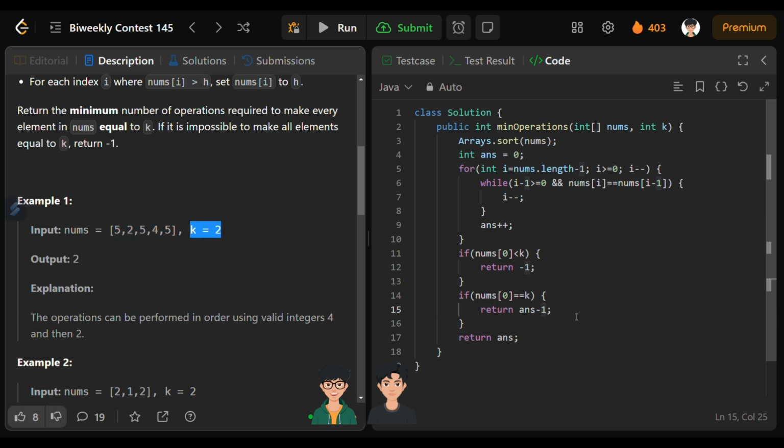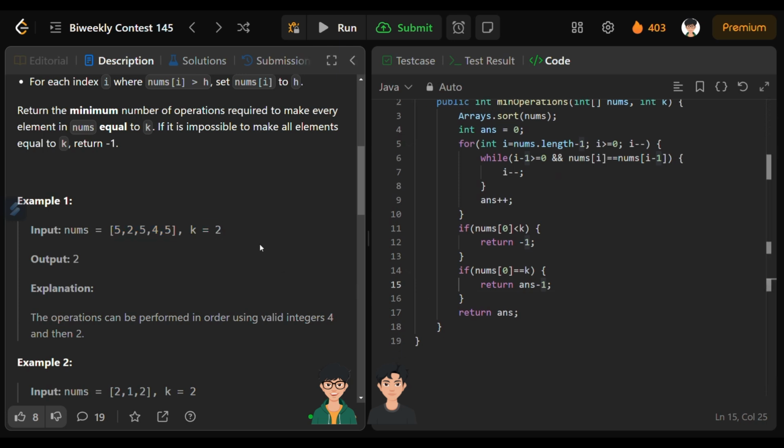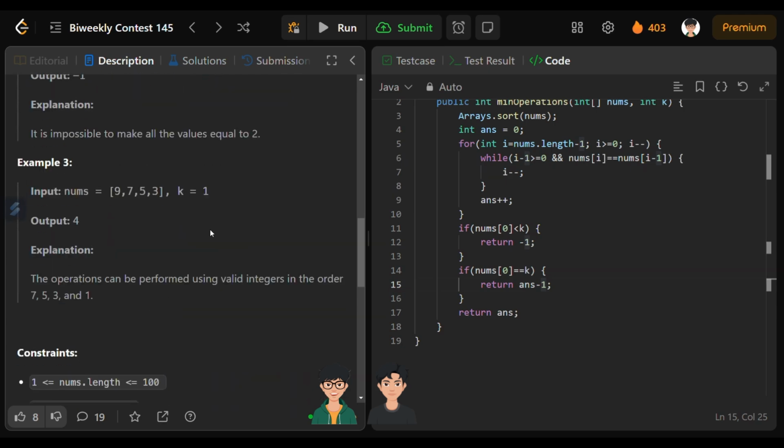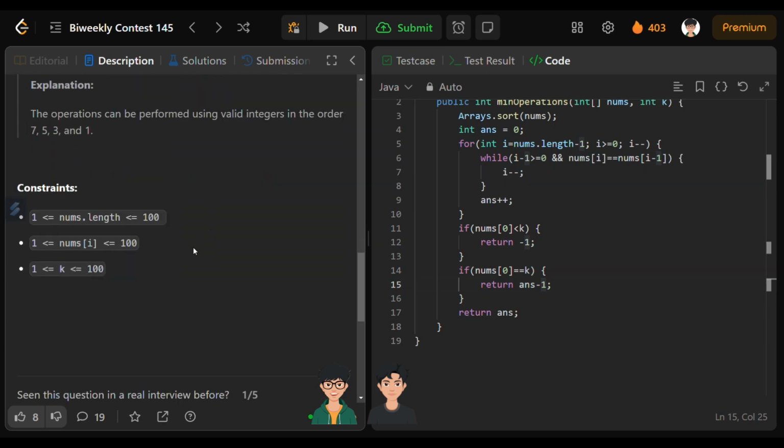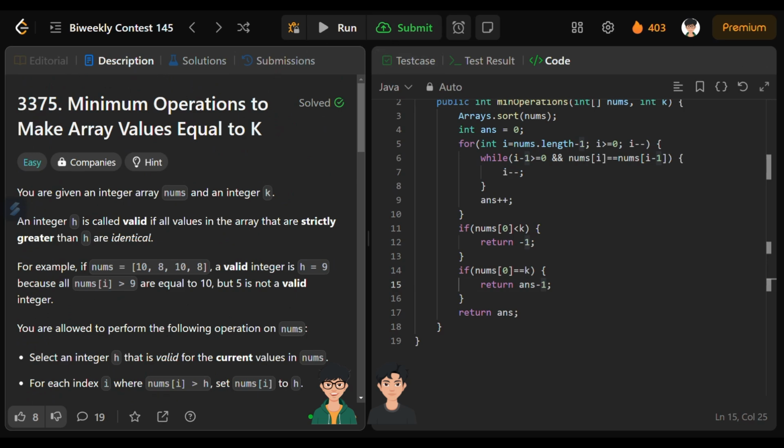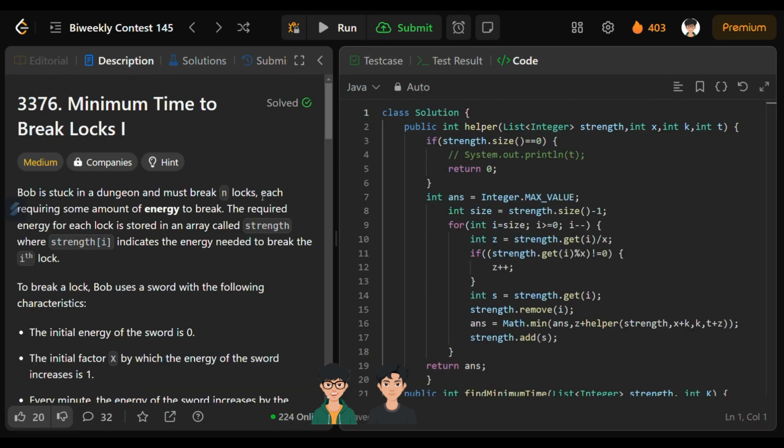So you will return answer -1, and else you will return answer. So this was the approach of the first question. Okay, now let's move to the second question. Yeah, this was the second question.